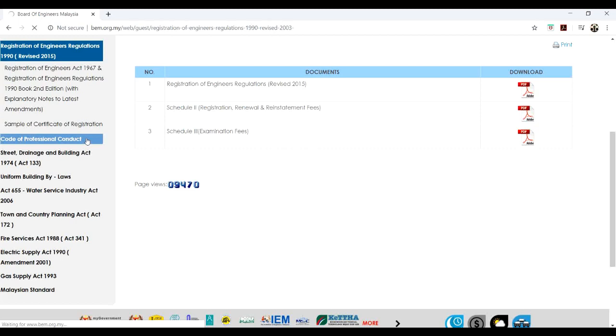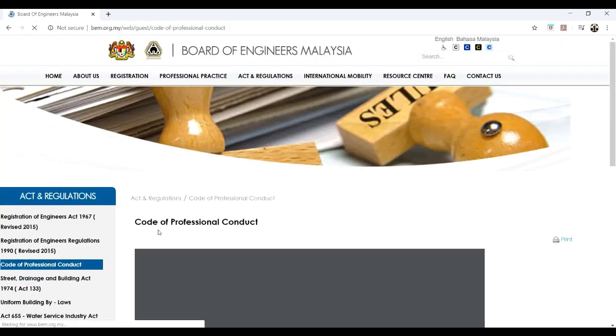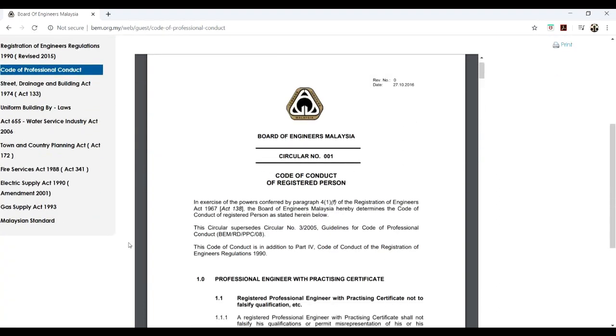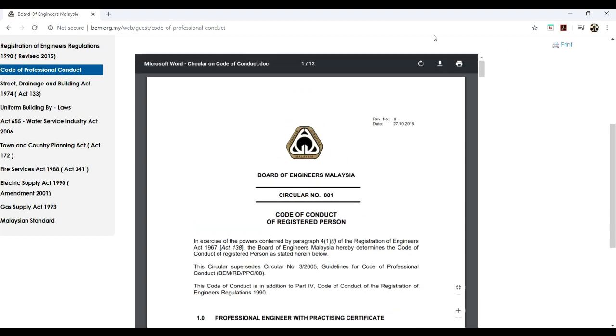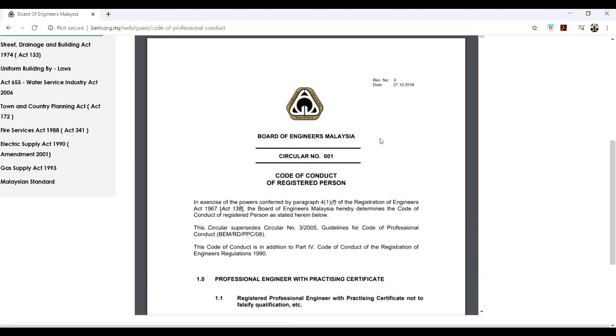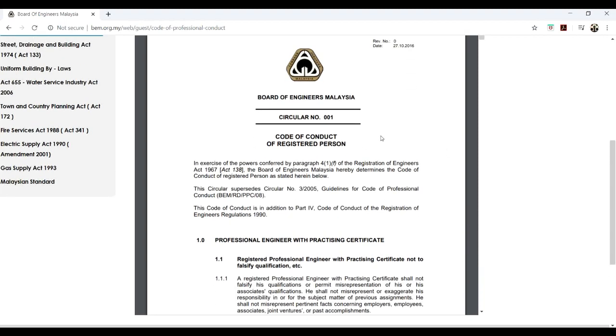When you click the Code of Professional Conduct, you can see from here that you can get a better understanding regarding the Code of Conduct of registered persons according to BEM. This Code of Conduct is available to be downloaded freely. This code shows and explains how engineers should behave.